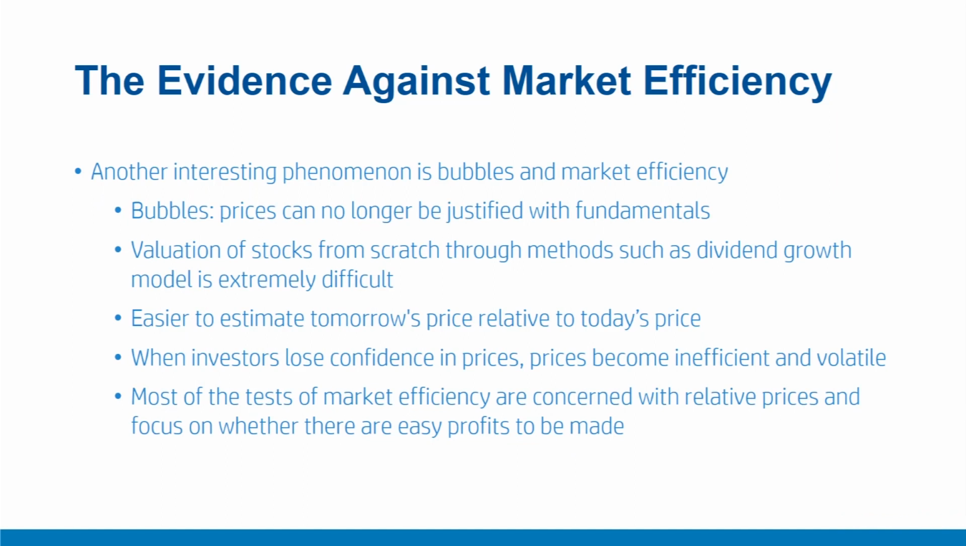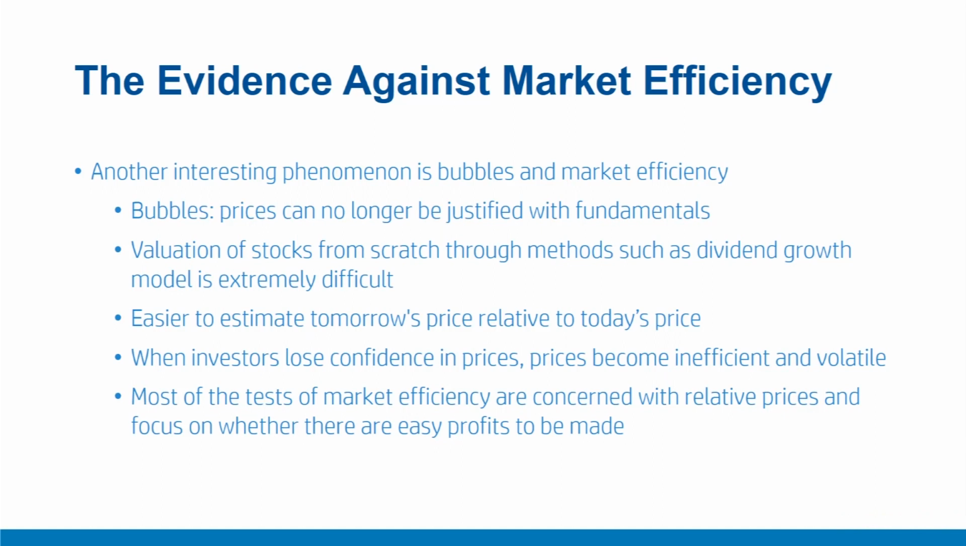Another interesting phenomenon is bubbles and market efficiency. There are cases where prices can no longer be justified with fundamentals. Valuation of stocks from scratch through methods such as the dividend growth model is extremely difficult, as the assumptions related to growth and opportunity cost are very difficult to make. It is often easier for investors to price a common stock relative to yesterday's price or relative to today's price of comparable securities. In other words, they generally take yesterday's price as correct, adjusting upward or downward on the basis of today's information. If information arrives smoothly, then as time passes, investors become increasingly confident that today's price level is correct. But when investors lose confidence in the benchmark of yesterday's price, there may be a period of confused trading and volatile prices before a new benchmark is established.